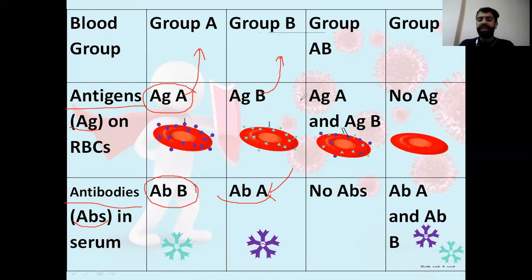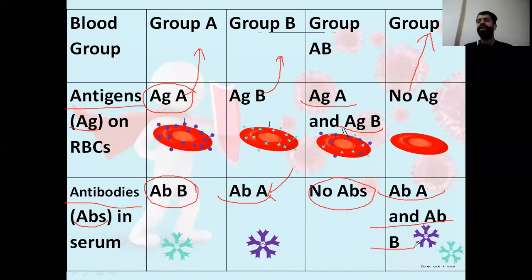Blood group AB has both antigens A and B. However, we can't have antibody A or antibody B, because if you have them, they will attack each other. For example, antibody A will attack antigen A, and antibody B will attack antigen B. So we can't have the same antigen and its corresponding antibody in the same blood group. Here, blood group AB has no antibodies. However, blood group O contains no antigens, but it contains both antibody A and antibody B. As you see here, the blood group has an antigen and an antibody. The antigen is always the same as the blood group, while the antibody is totally different.